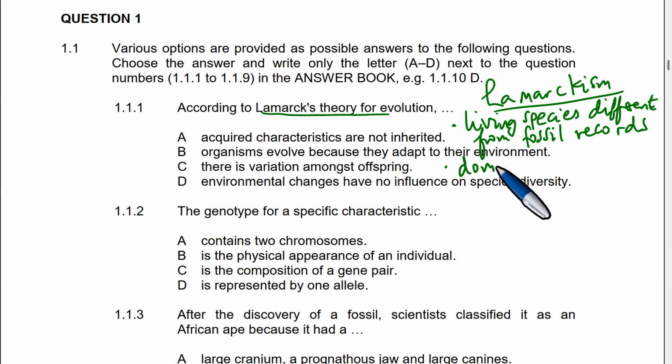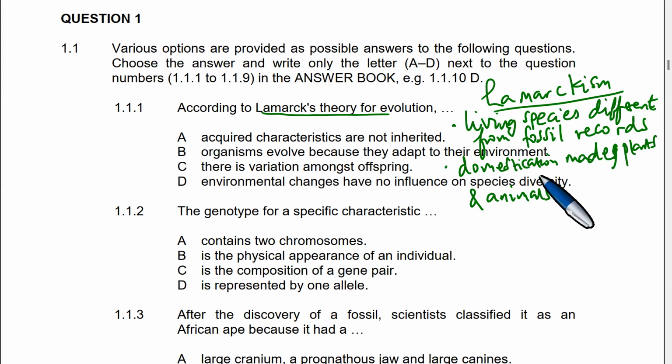In other words, domestication obviously has to do with making these things domestic and bringing them home from the wild. So domestication made plants and animals to change. Okay, so point number three, according to Lamarck's theory of evolution, crossbreeding plants often led to new characteristics appearing in the offspring. So in other words, crossbreeding is the third point.